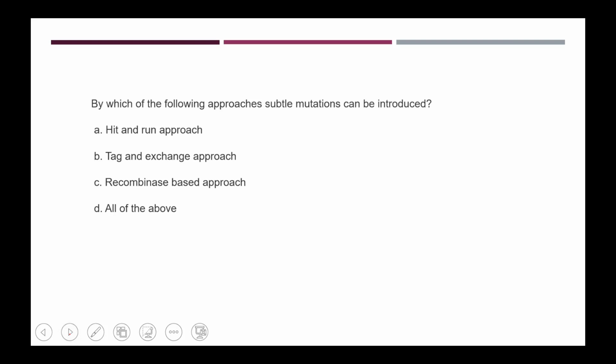Okay, so by which of the following approaches can subtle mutations be introduced? Hit and run, tag and exchange, recombination based approach. Actually, all of the approaches can be used for any subtle kind of mutations. All will lead to the same ultimate outcome, that is knockout or introduction of a mutation. All the techniques can be used.